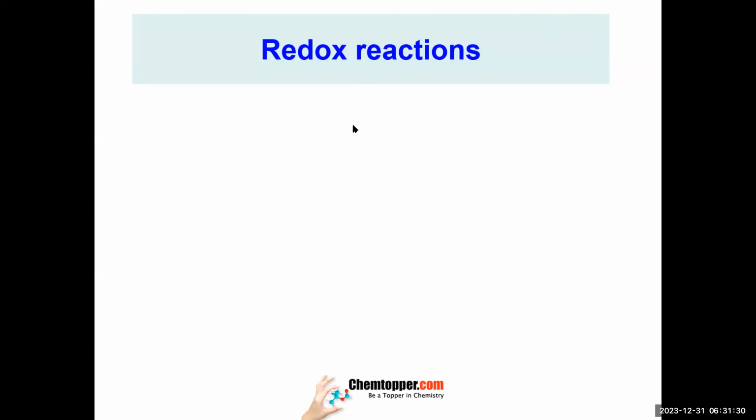Okay, so starting with the redox reactions. First we need to understand the meaning of reduction and oxidation. These are two half reactions. One reaction is called reduction, the other is called oxidation. So I'll make you understand the meaning of reduction and oxidation.